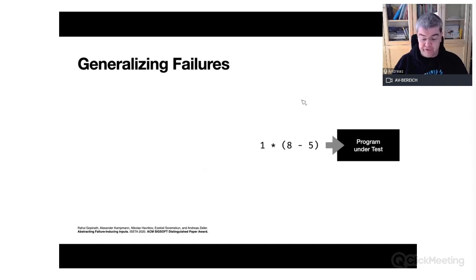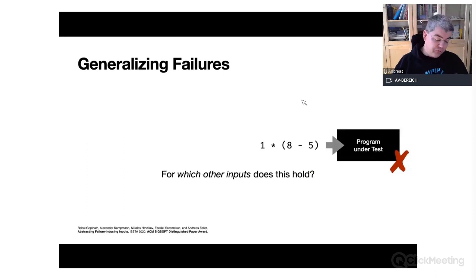Here's a program under test, and I give it a particular input, and then it fails. Okay, there we go. This is classical fuzzing. You just found one particular input for which the program fails. And the question is, does this hold for other inputs too? Now, of course, you can run your fuzzer again and again, but you want to actually search in the vicinity of the failing input, whether there are other similar inputs that also cause the program to fail.